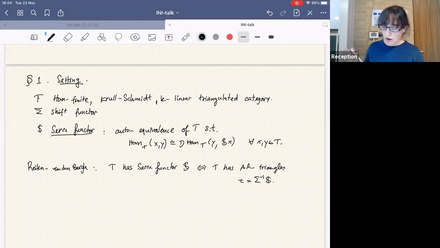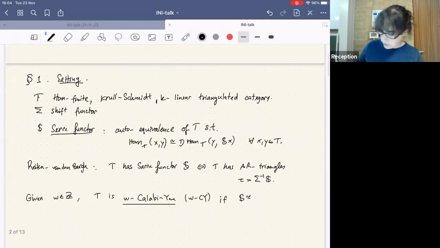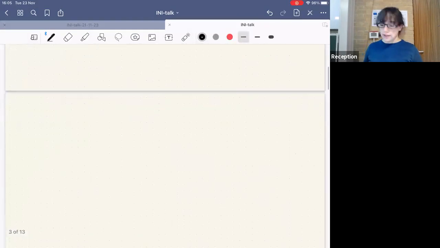Okay, so now I'm ready to define Calabi-Yau. For that I need an integer. Given an integer w, the category is said to be w-Calabi-Yau, which I'll denote just wCY, if the Serre functor is isomorphic to the shift functor to the power of this integer. This is a lot of technicalities, but you've seen this before.